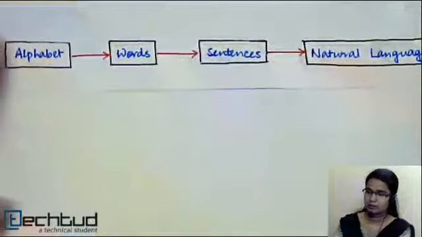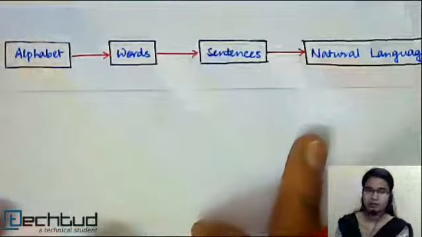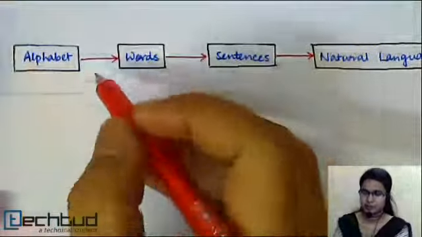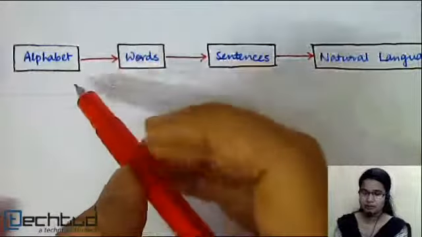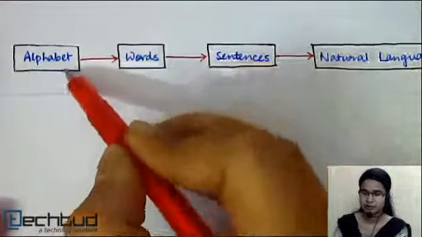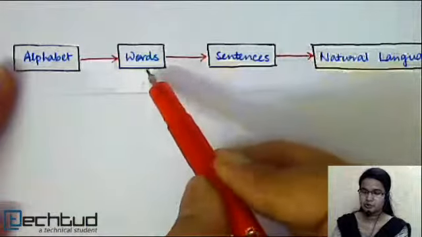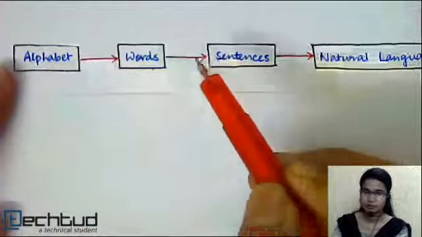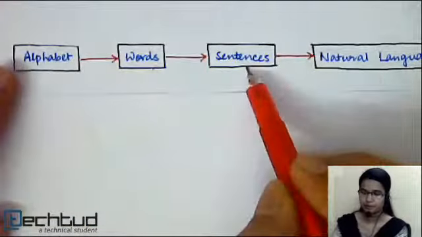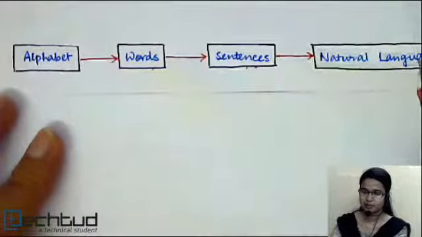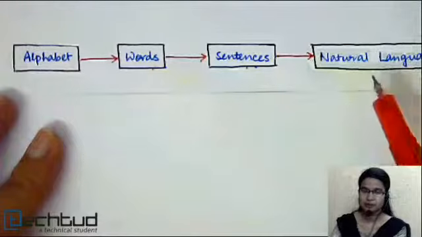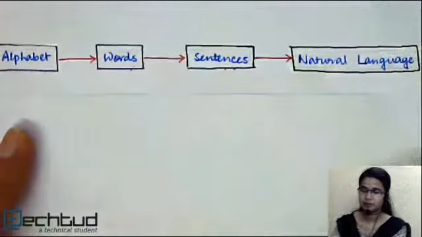See, for any natural language, we have an alphabet set, right? So to form a word, we take symbols or characters from this alphabet set. With these words, according to some grammatical rules, we form sentences. Then these sentences act as the tool to express our feelings in a natural language, right?